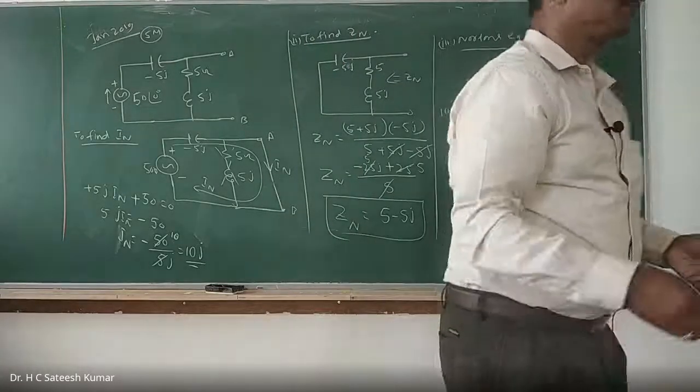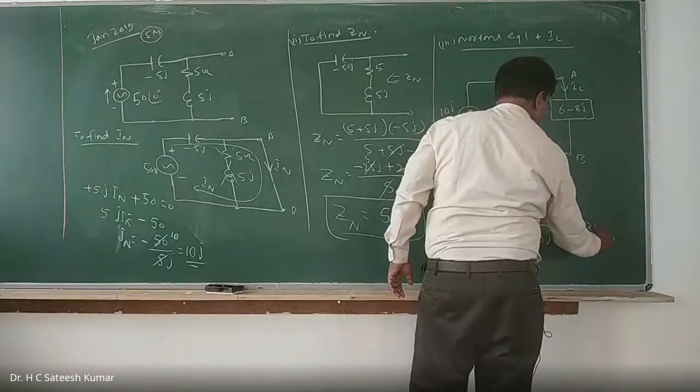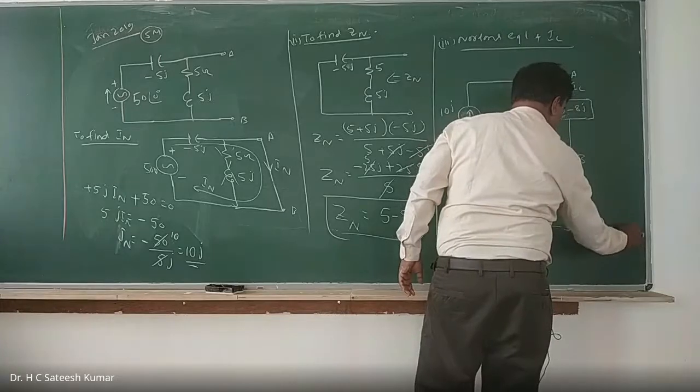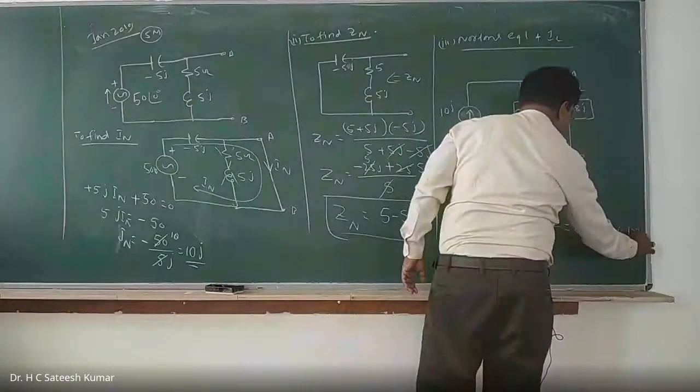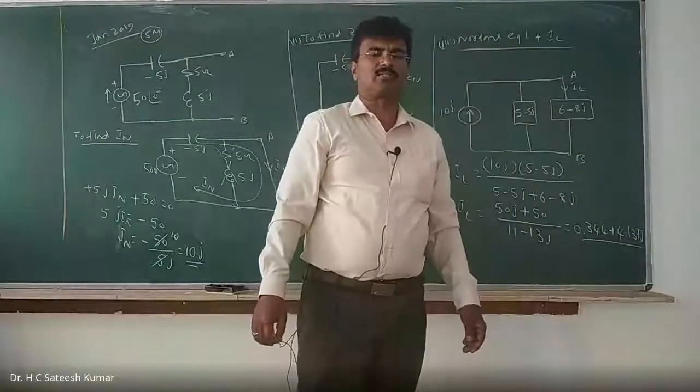Minus 0.344, 4.137 j. Okay, right. So that's all. We'll have to find it, 5 marks for that.